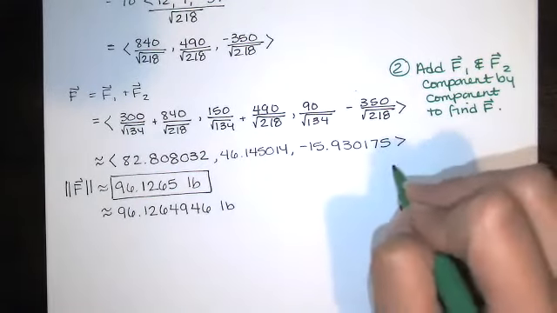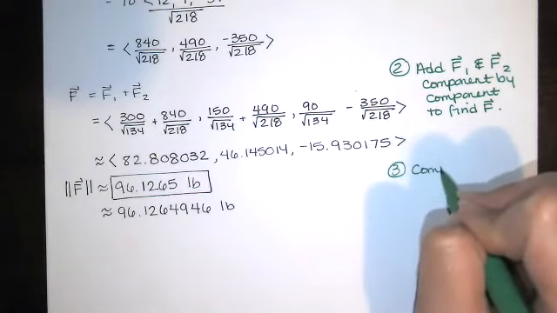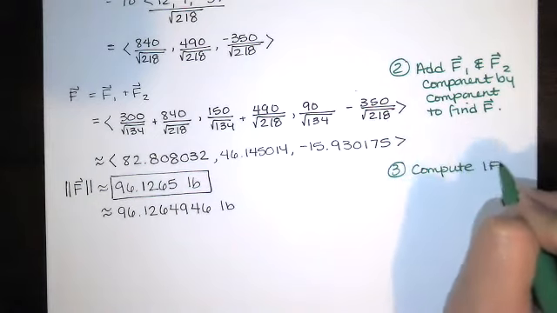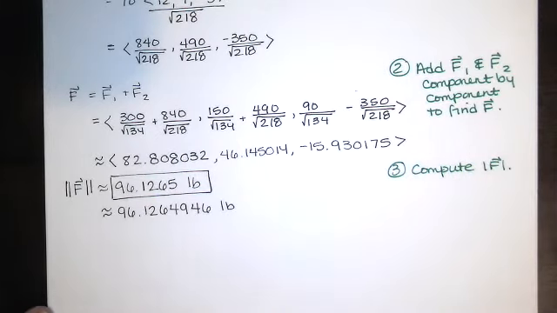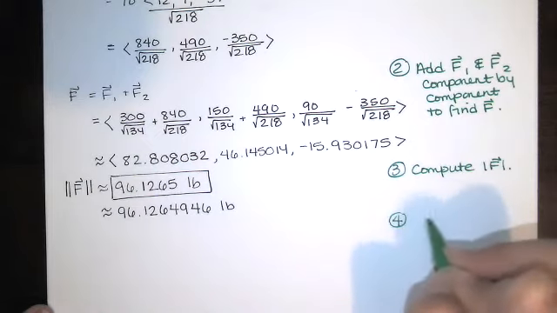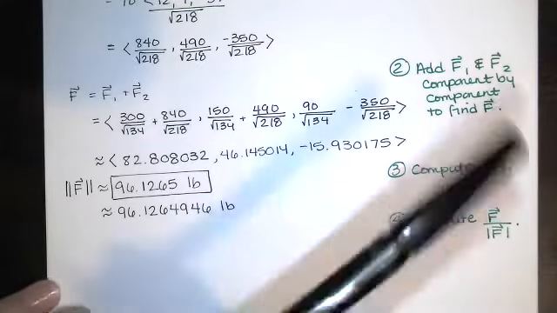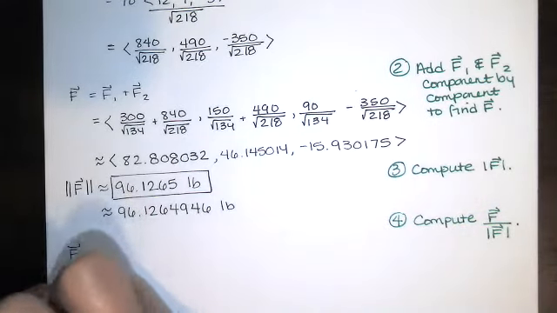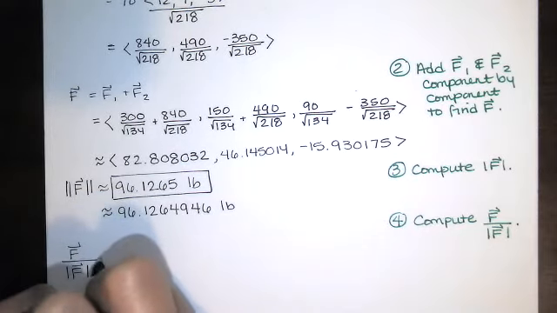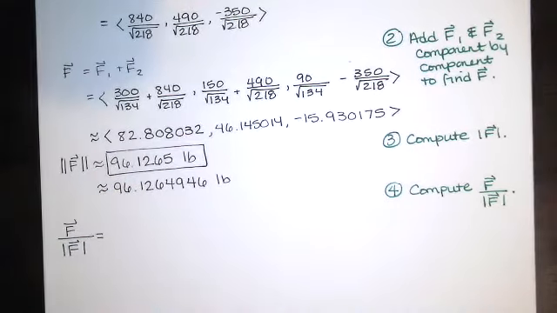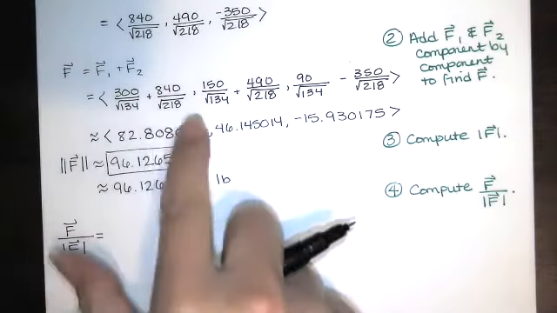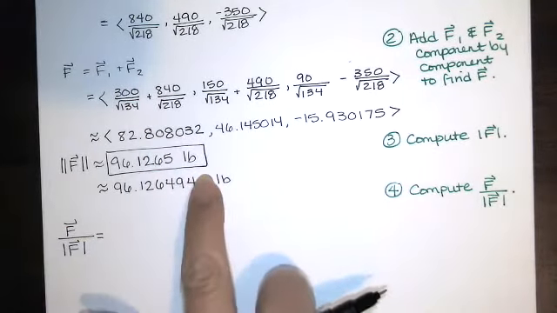So we computed the magnitude of F because we were asked to, by squaring the components, adding them, and taking the square root. And now in order to find the direction cosines, we need to compute the unit vector in the direction of F. So you want to take F and divide by its magnitude to get the unit vector. Now I'm not going to write it down because there's a lot of digits here, but all I'm doing is taking this x value and dividing by the magnitude.